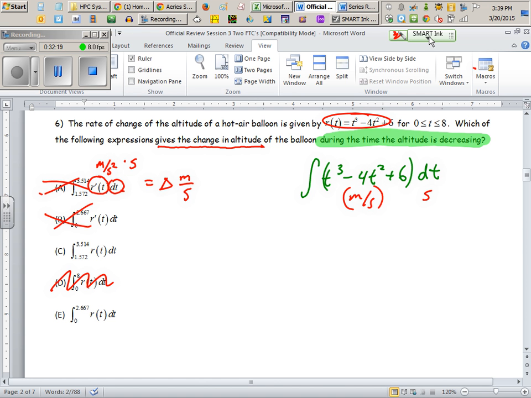So now it really is a calculator exercise from this point on. How are you going to know when the balloon is losing altitude? You're going to need to graph the balloon rate equation. Okay, so let's get the calculator out again.